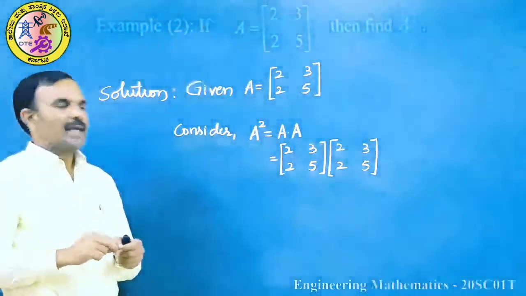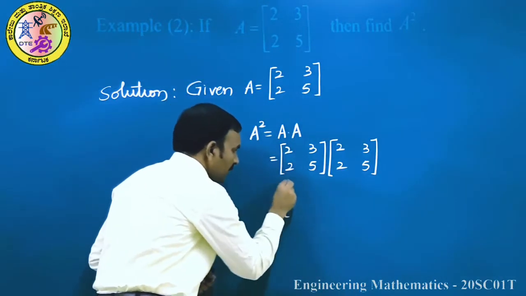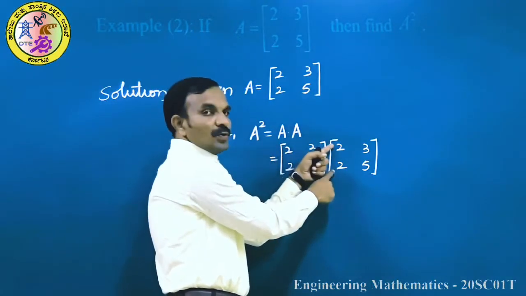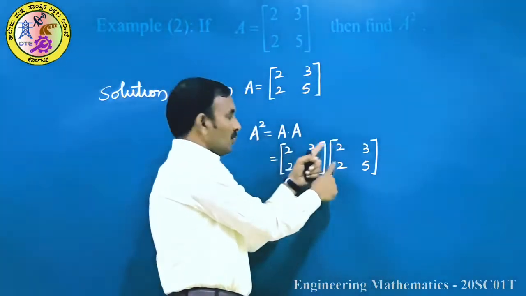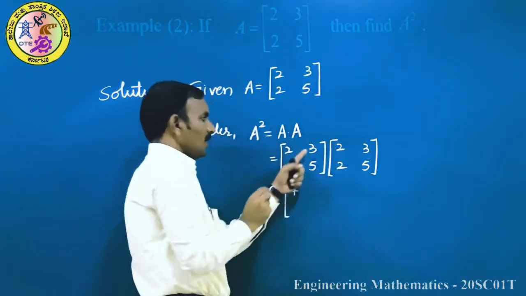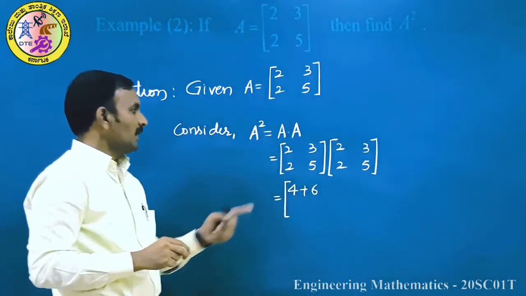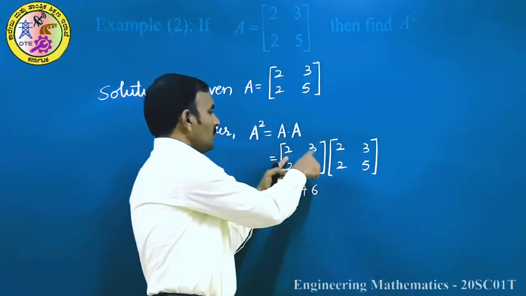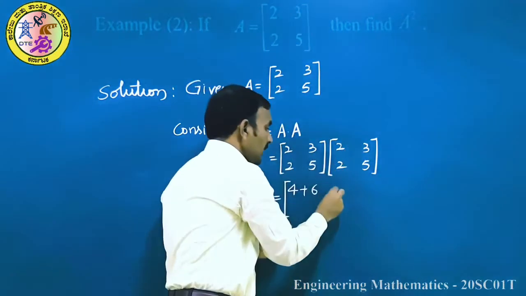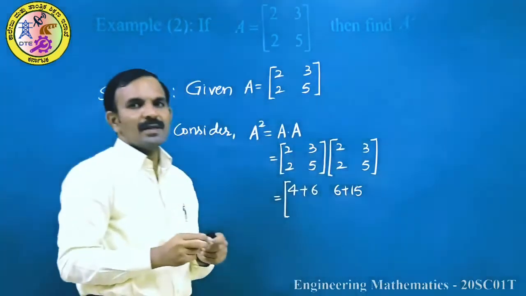A into A is row by column. Take the first row, first column. The first row is 2 3 and the first column is 2 2. 2 into 2 is 4, 3 into 2 is 6, so 4 plus 6. First row, second column: 2 3 and 3 5. 2 into 3 is 6, 3 into 5 is 15, so 6 plus 15.